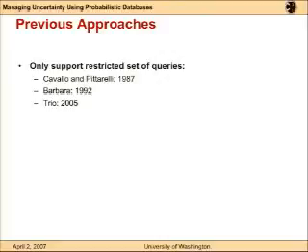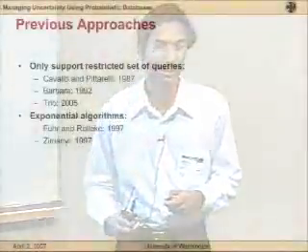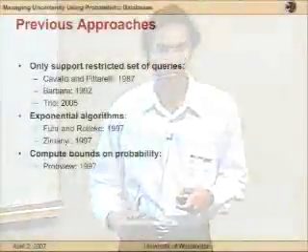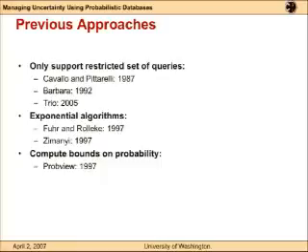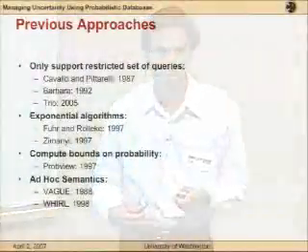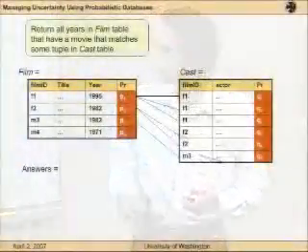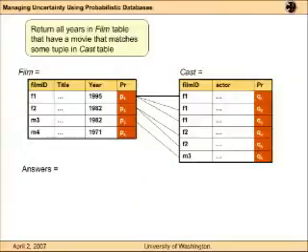Some systems only support a restricted set of queries for which they know how to compute the answers. Some systems use exponential algorithms, and in the worst case, that amounts to constructing all possible worlds. Some systems just compute bounds on probabilities without actually giving any guarantees. And then there are some systems that use ad hoc semantics, which is very specific to a given query or a given data. So what is so hard about query evaluation?